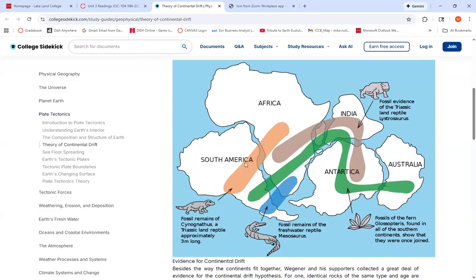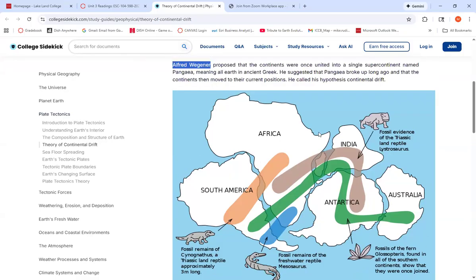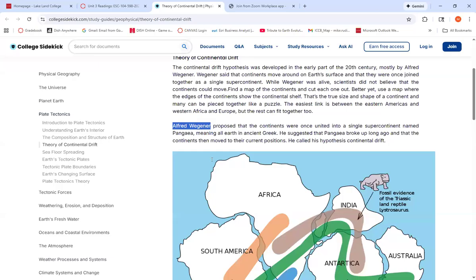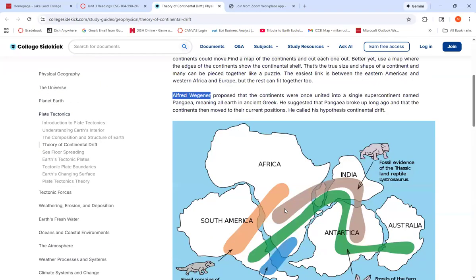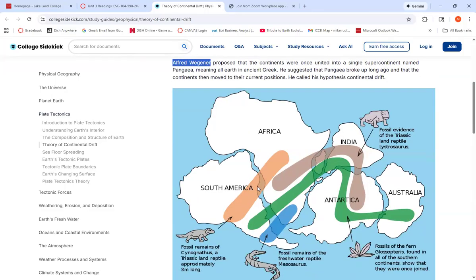When he looked at a globe and a modern map, he saw how the different continents fit together like a jigsaw puzzle, and he proposed that all of the continents were once tied together in one piece called Pangea, or Pangaea, depending on your pronunciation. He proposed that the continents were constantly adrift, and that at one time they were all tied together, and that's why we could find dinosaur fossils on multiple continents, because they could walk from one continent to the next since they were all bridged together.